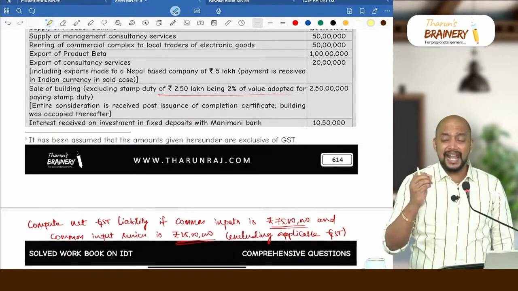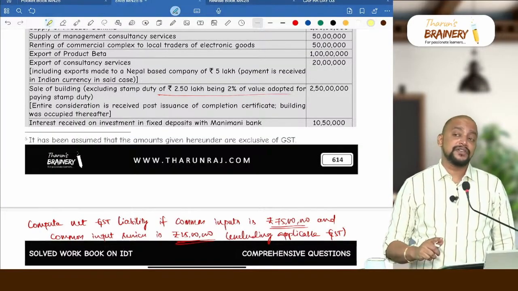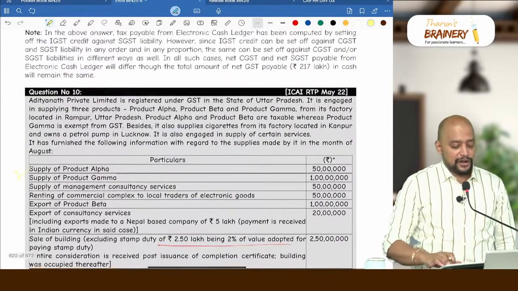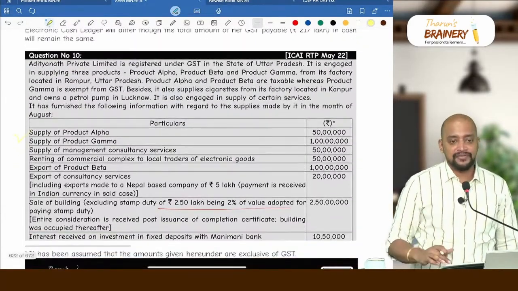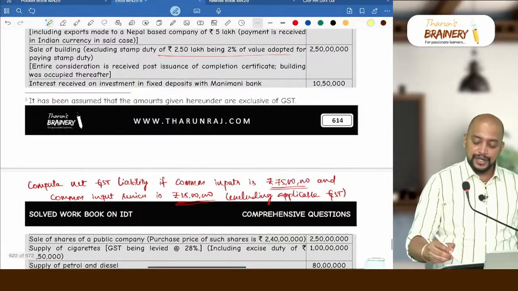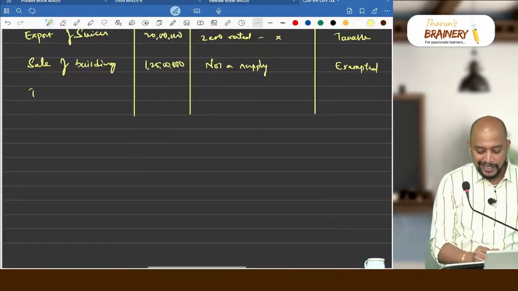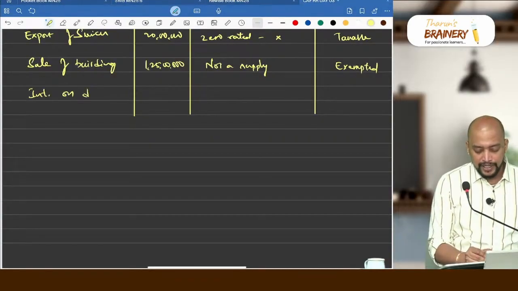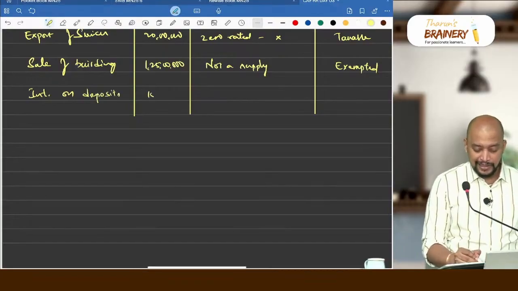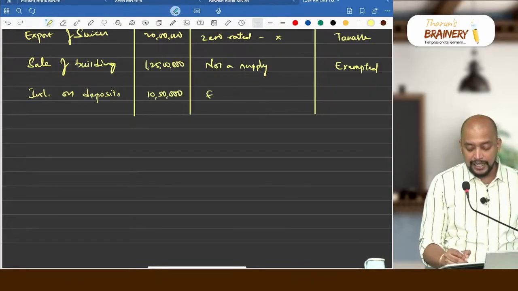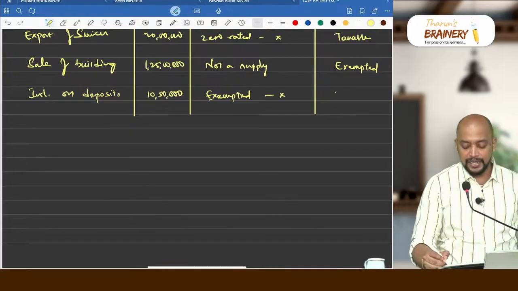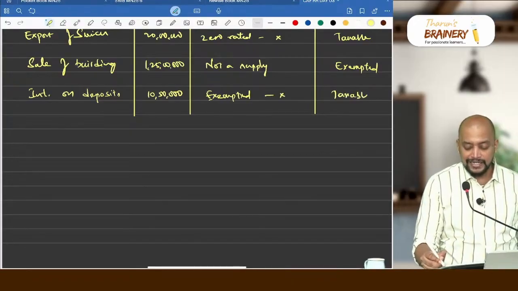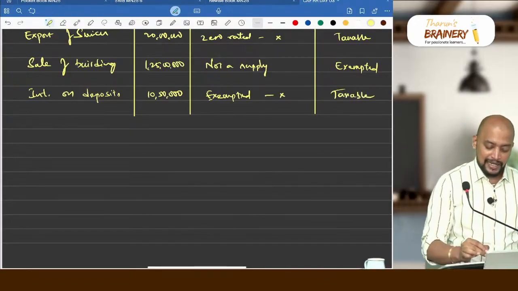Then next one, interest received on investment in fixed deposits in money bank. Interest on FD is exempted, but for ITC purpose it will be treated as taxable because they are not a bank, they are a financial institution other than a bank, an NBFC. So interest on deposits. What is the value of interest on deposits? 10 lakhs. 10,50,000. It is exempted for payment of GST, so liability is not there. But for ITC purpose, it will be treated as taxable.